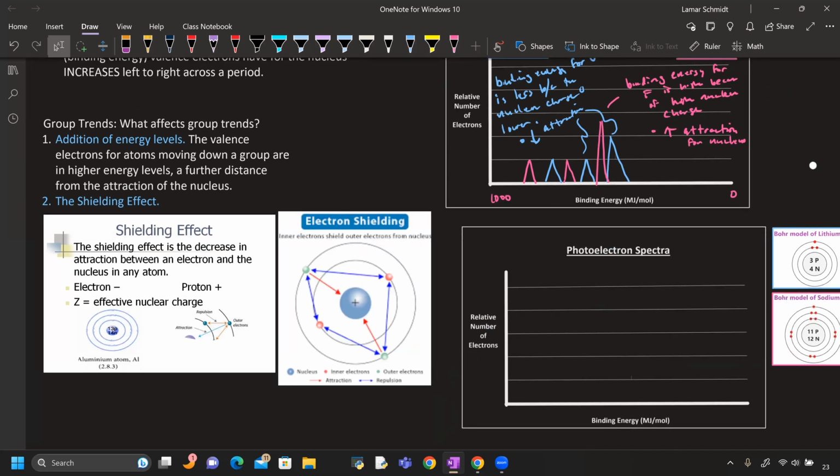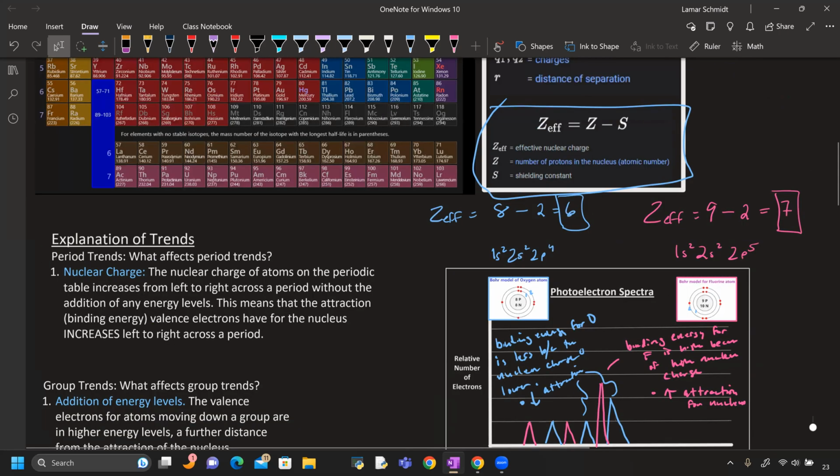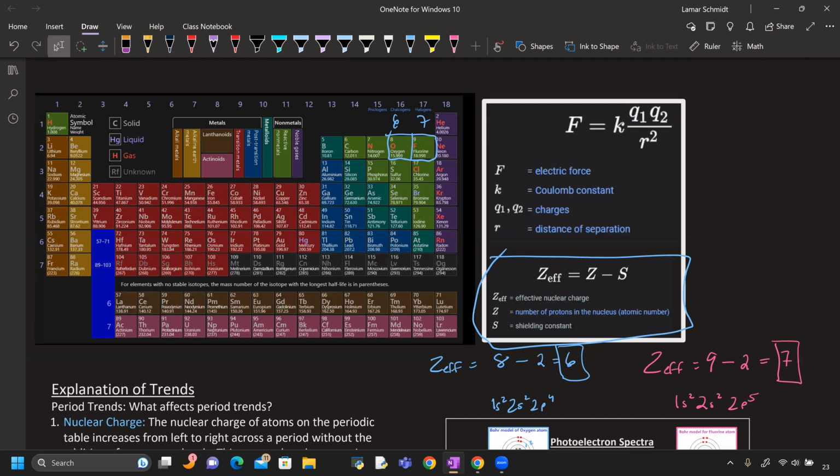Okay, so let's look at another, and we're going to look at the group trends and what affects group trends. There are two things that will affect group trends. One is the addition of energy levels. The valence electrons for atoms moving down a group are in higher energy levels, a further distance from the attraction of the nucleus. And so this is going into Coulomb's law once again. Here we saw the charged particles and for nuclear charge, we saw a higher nuclear charge. We have more protons, more electrons. It increased the force of attraction.